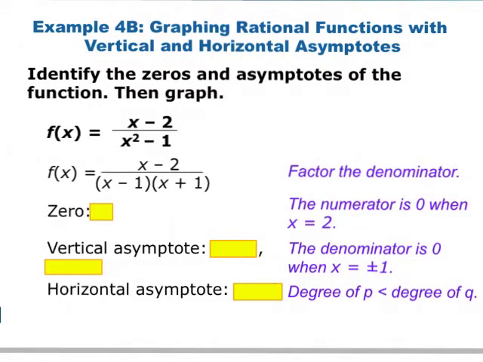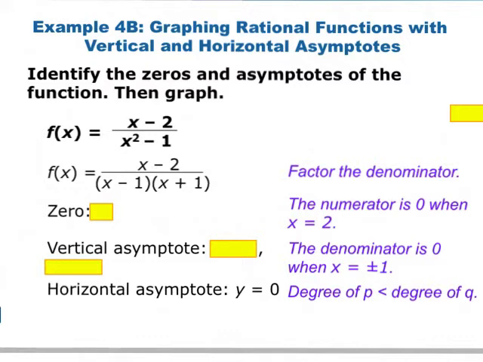In looking at this question, notice what you see on this one. You see a numerator that is to the first power. You see the q of x in the denominator is to the second. So, looking back at your notes, you see that p of x is less than q of x, which means your horizontal asymptote is going to be what? Well, looking at your notes, you can see it's going to be the x-axis, or y equals 0.